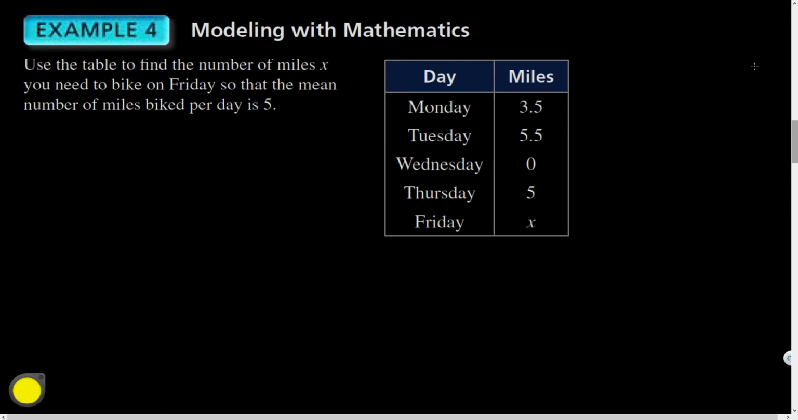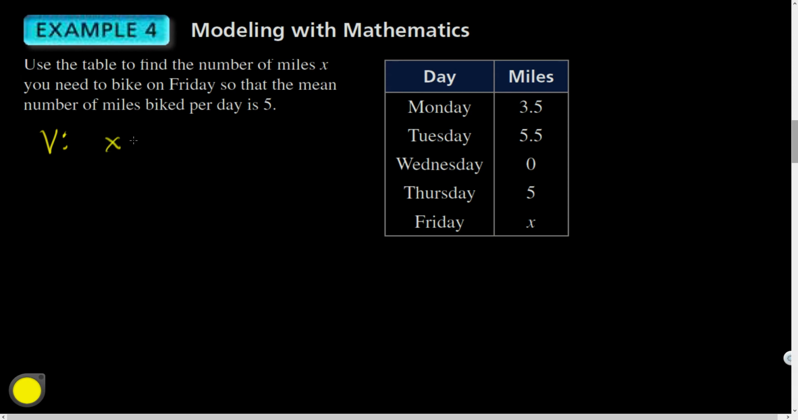All right, use the table to find the number of miles X you need to bike on Friday so that the mean number of miles biked per day is 5. This is actually a problem similar to one that we looked at last week. Let's see. So the first thing I'm going to do is just define my variable.